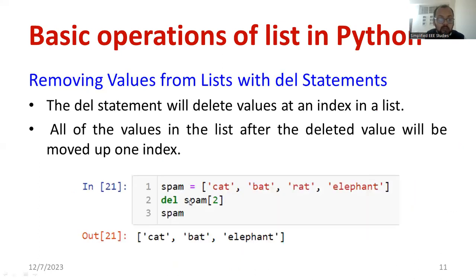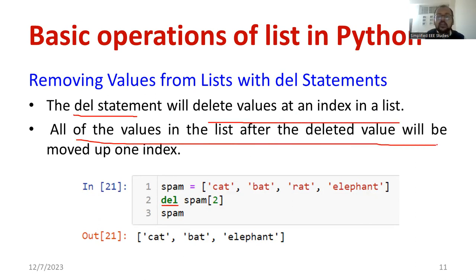You can remove a value from a particular list by using the shortcut called DEL. I would like to use DEL. The DEL statement will delete the value at an index in a list. All of the values in the list after the deleted value will be moved up by one index.